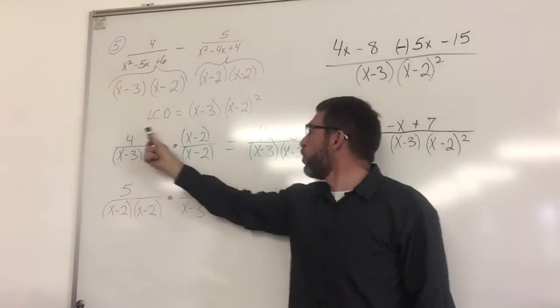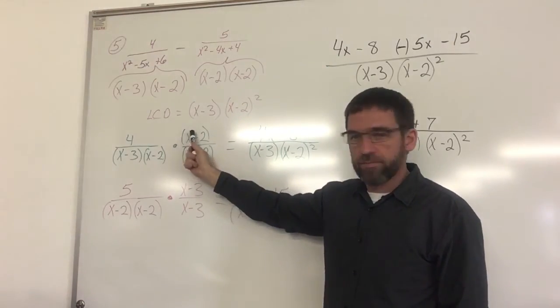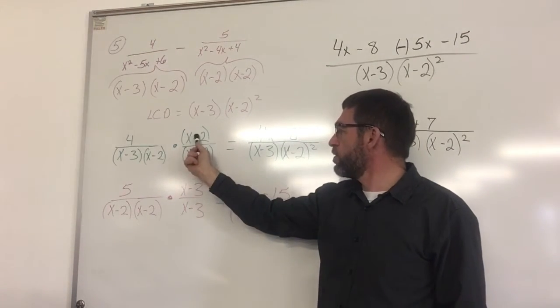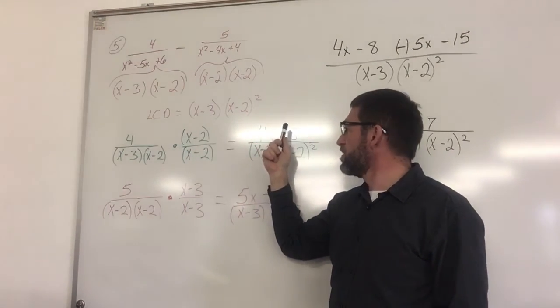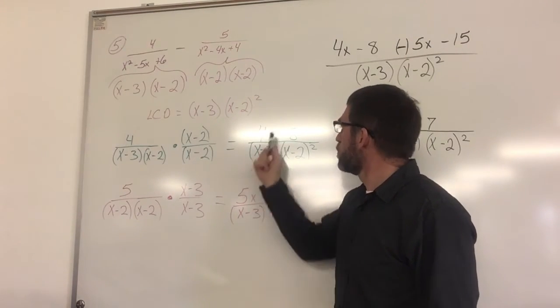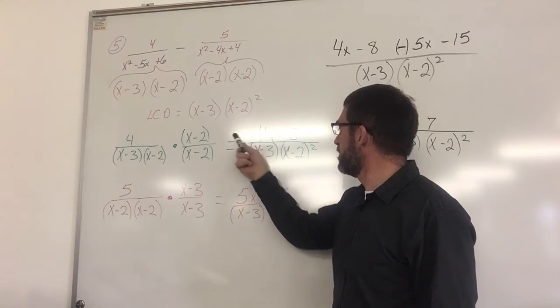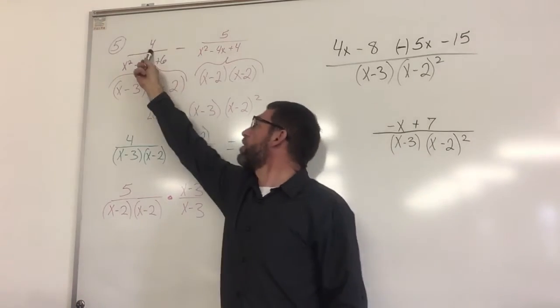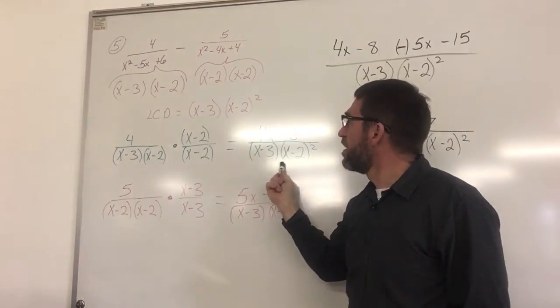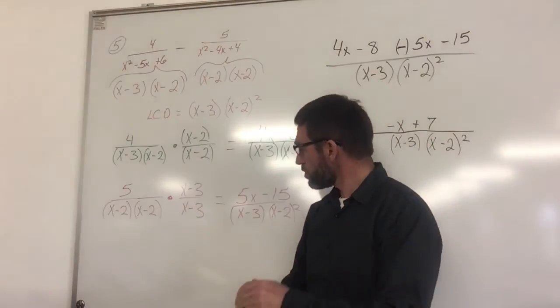I went 4 times x is 4x. 4 times negative 2, 2 4s is 8. Opposite signs, negative 8. So now I have this answer right here, up here. So just hang on to that one, and let's do this answer.